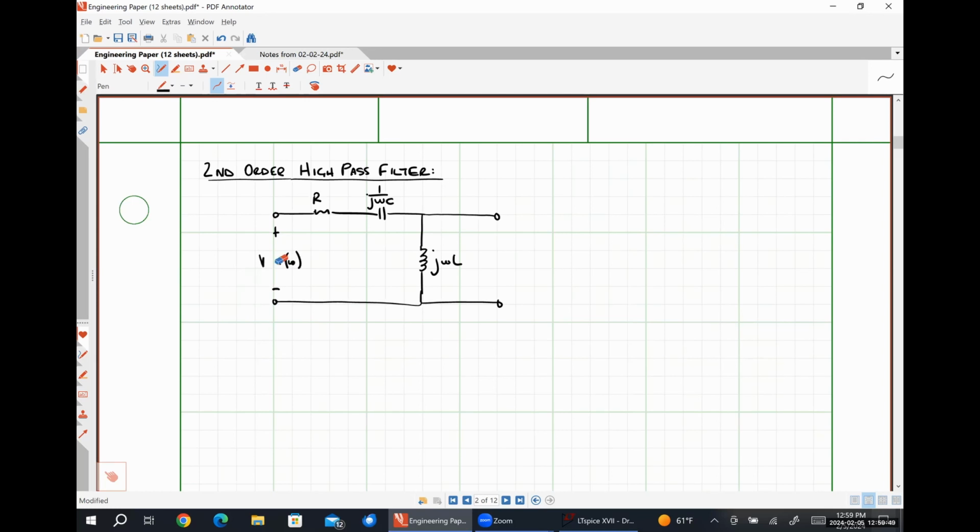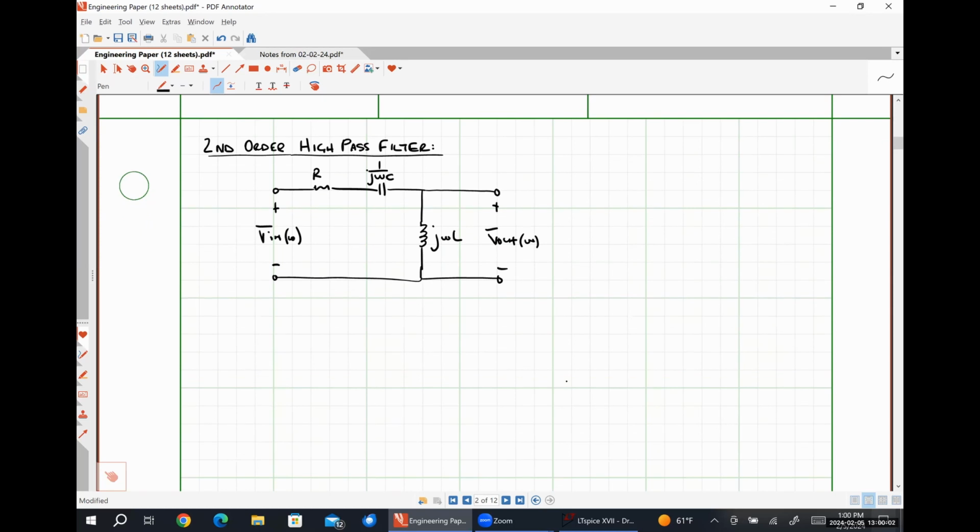That should be V in, not V out. I'm losing my mind. Here's V out. All right, and let me make that L more crisp so it doesn't look like a garbage C.